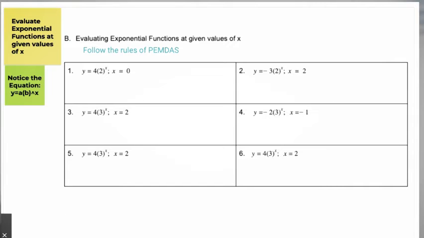The second objective for the day is to evaluate exponential functions at the given x values. Now notice all of these equations are in a certain form. Y equals some a number times some b number, we call that a base, raised by x. Has to be that way, can't be any other way. So my directions to you is follow the rules of PEMDAS, and this is really the plug it in directions.